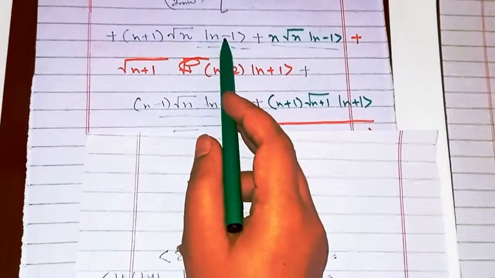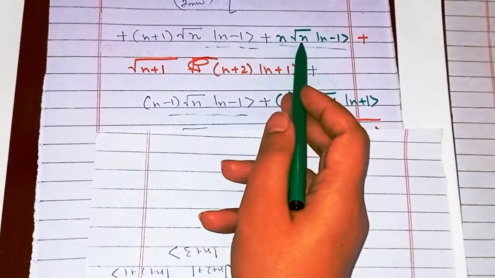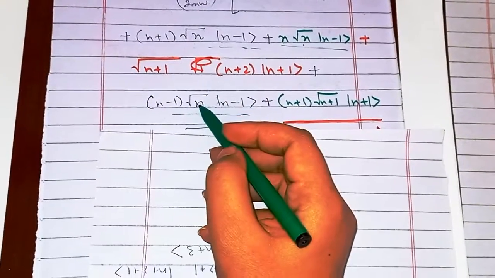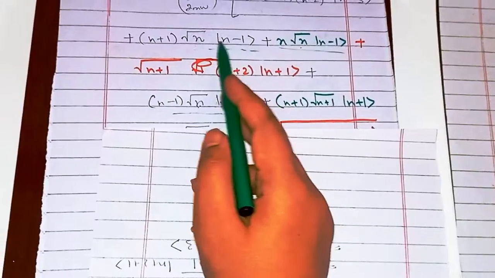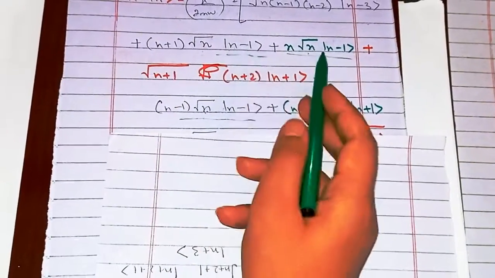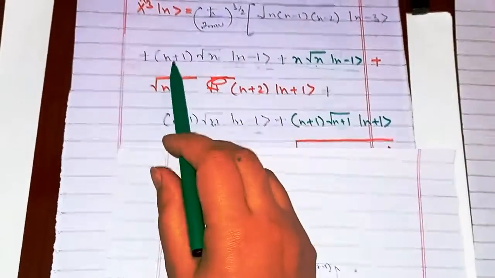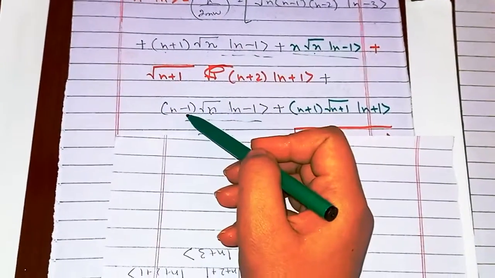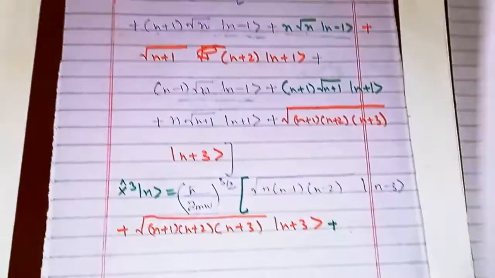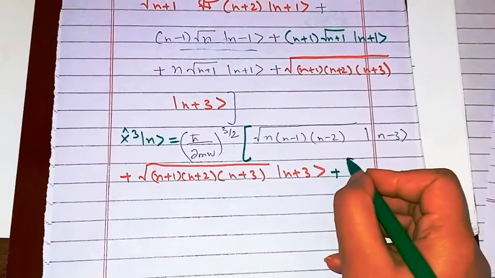You can see that in these |n-1⟩ kets, √n is also common. So we'll take √n, this is √n, √n, √n in all of these terms. So √n |n-1⟩, we'll take both of these quantities as common, and we'll be left with n+1 for this term, n for this term, and n-1 for this term, and they'll be added to each other. So let's write them down here.